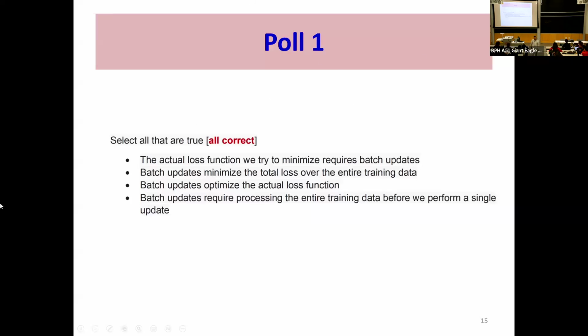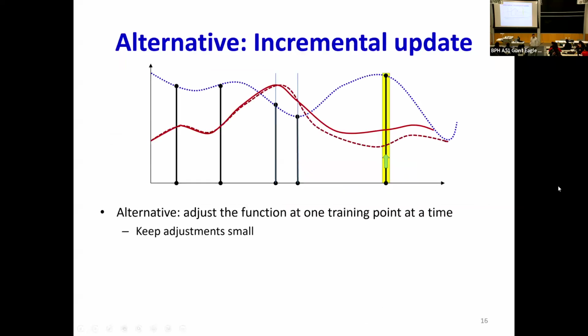Okay, thank you. But the actual loss function we try to minimize requires batch updates, because the actual loss function, which is not the risk that we were trying to estimate, is the average divergence over all training points. Batch updates minimize the total loss over the training data, but they require processing the entire training data before we perform a single update, which is a challenge.